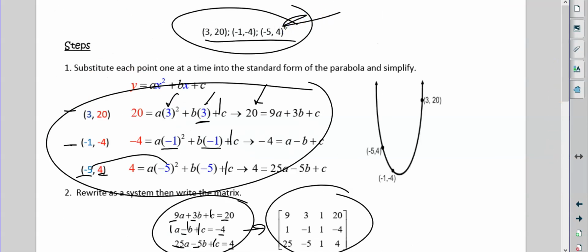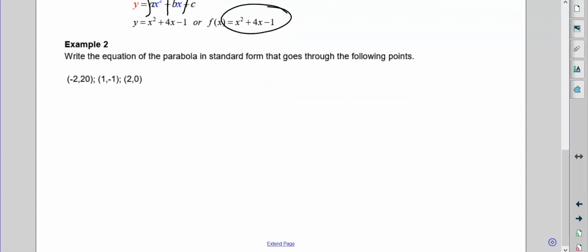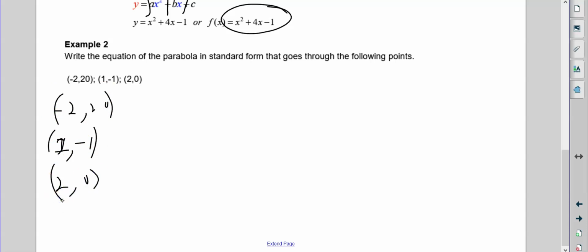Now we're going to do one more. So there's our 3 points, -2, 2, 0, 1, -1, and 2, 0. So we're going to write those out. And then we're going to plug them in. So again, there's our equation. I would again write ax squared plus bx plus c equals y. Just to remember to move those numbers over to the other side. That just makes it easier.